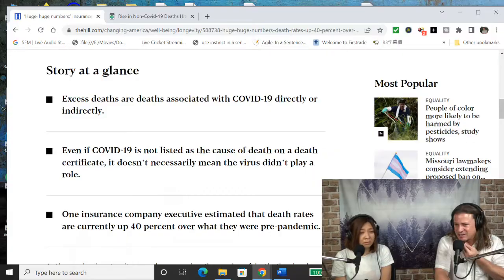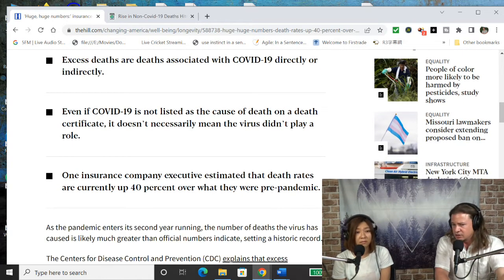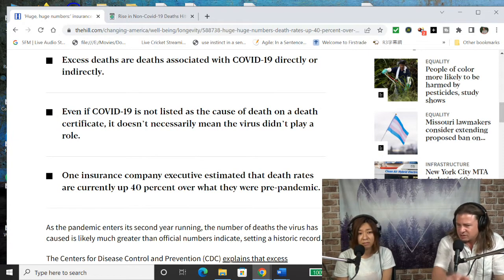So you can see here, excess deaths are deaths associated with COVID-19 directly or indirectly, according to this website. Even if COVID-19 is not listed as the cause of death on a death certificate, it doesn't necessarily mean the virus didn't play a role. So yeah, they're saying it could be that the virus is causing people to die, even though I'm guessing it should have calmed down by now, seeing as we're this far into the pandemic.